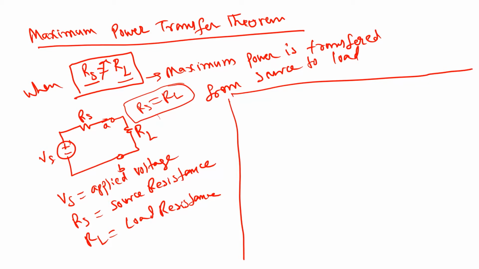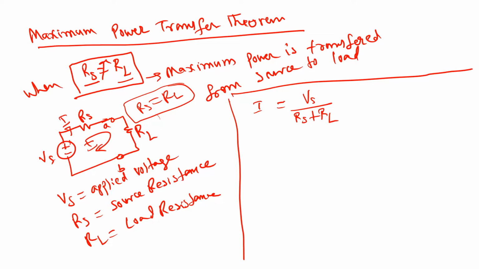Of course, when there is a voltage source, there is also a current in the circuit, right? So what is the current inside the circuit? I is equal to V by R, where R means here Rs plus RL. This is equation 1. Then what is the power delivered to the load RL?